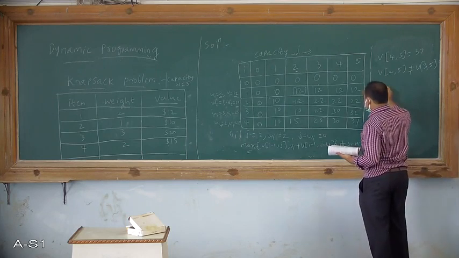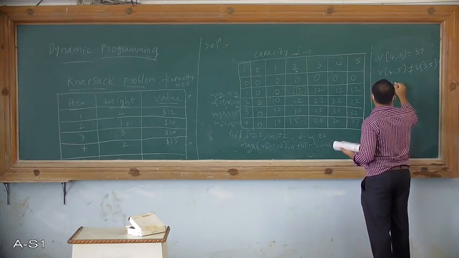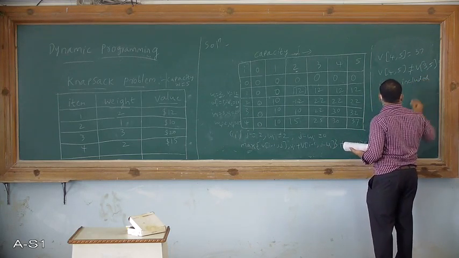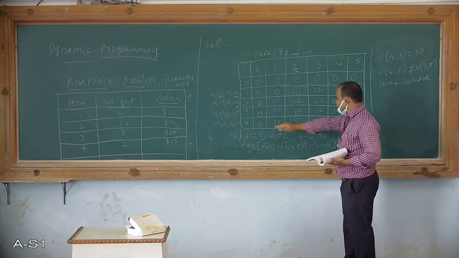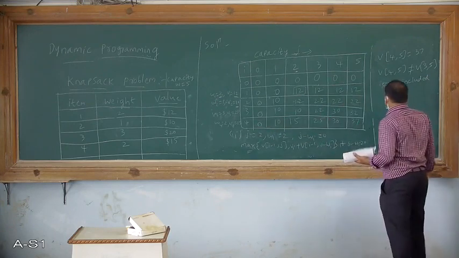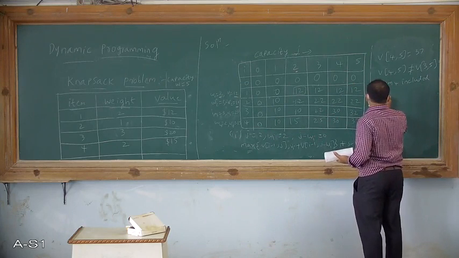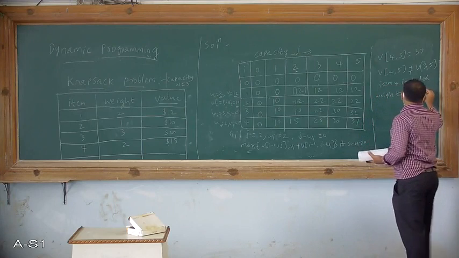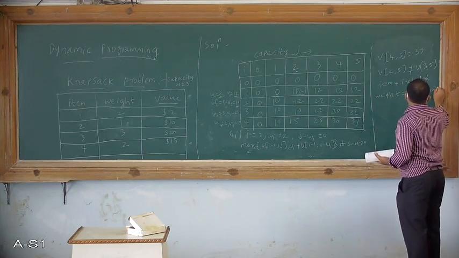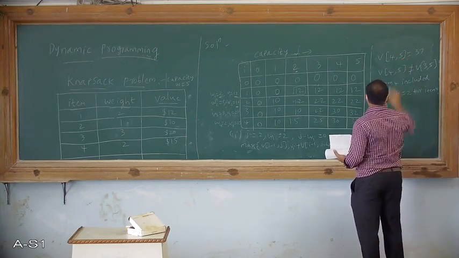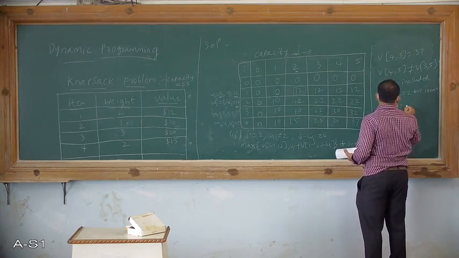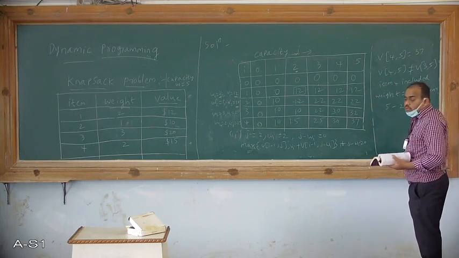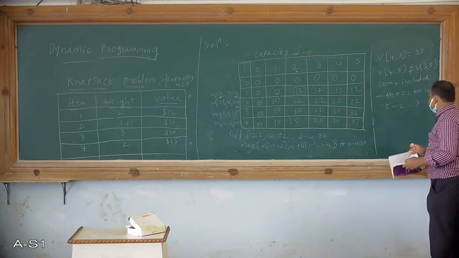So this is for the item 4. So item 4 is included. If the values are different, then this item will be included. So what is the weight associated with item 4? Weight is 2 for item 4. So among the entire weight 5, I will reduce 2 weight. So it will become 3. So 3 weight I need to calculate.